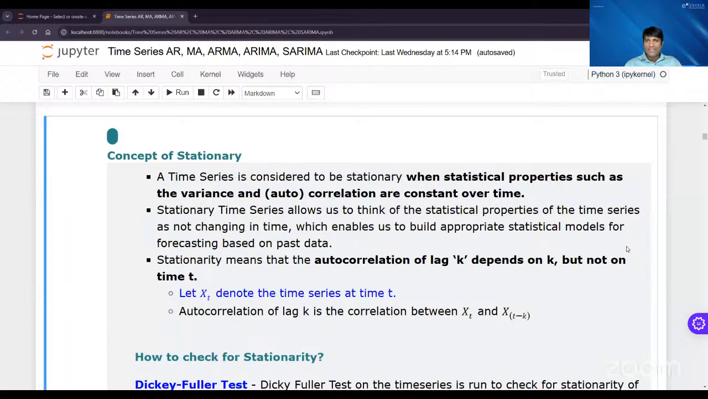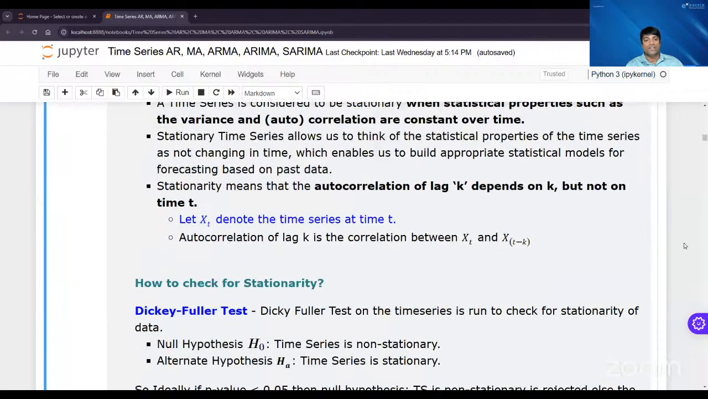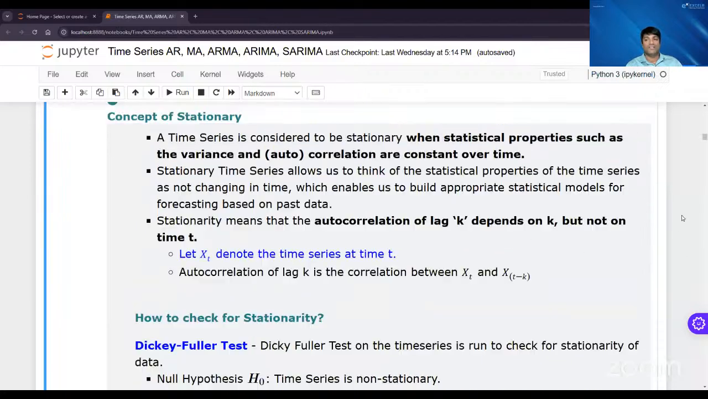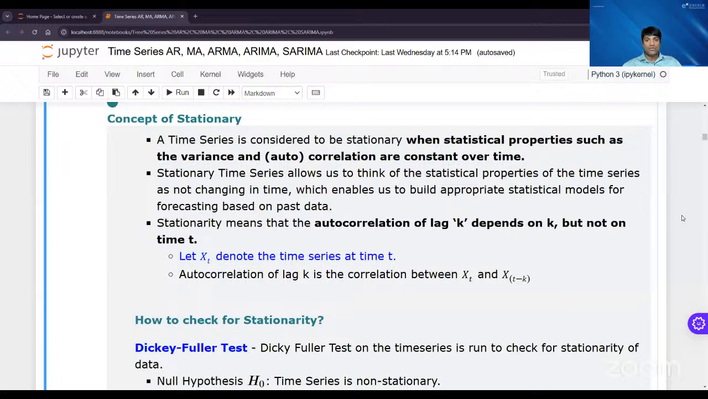So I think till here I've just told, and let us also have some small idea about what autocorrelation is and what the concept of stationarity is. That is what I have told you. Then we'll continue the session, so that is what we are going to do now.